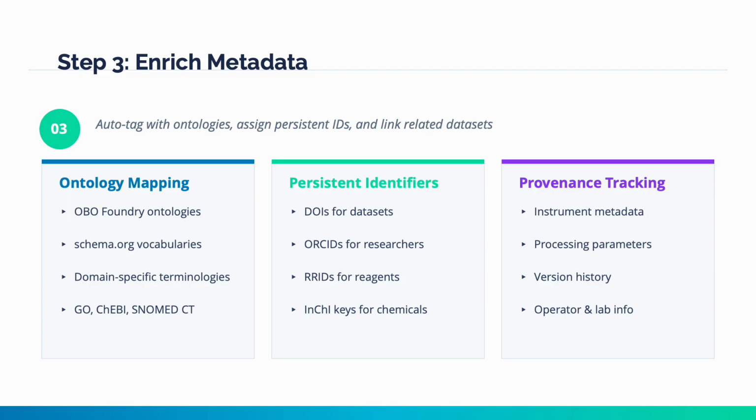Second, persistent identifiers. Every dataset gets a digital object identifier. Every researcher gets an open researcher and contributor identifier. Reagents get research resource identifiers. Chemicals get international chemical identifiers. These identifiers make your data permanently findable and citable.